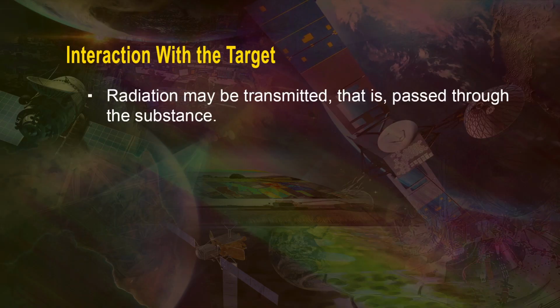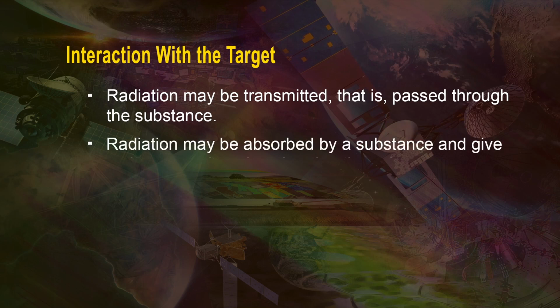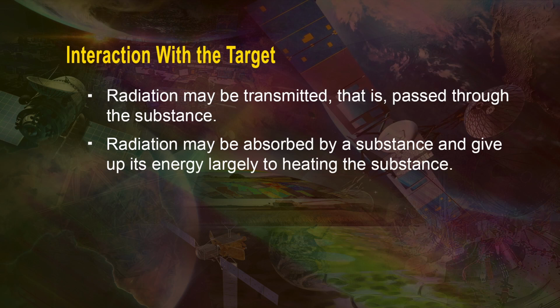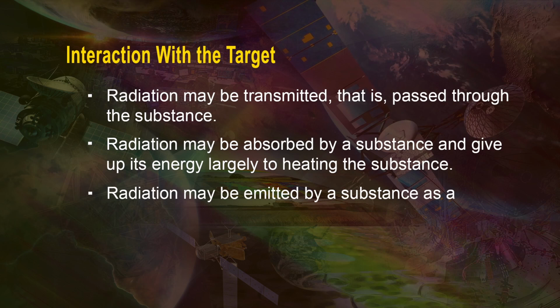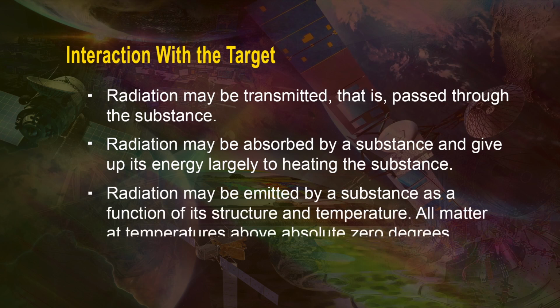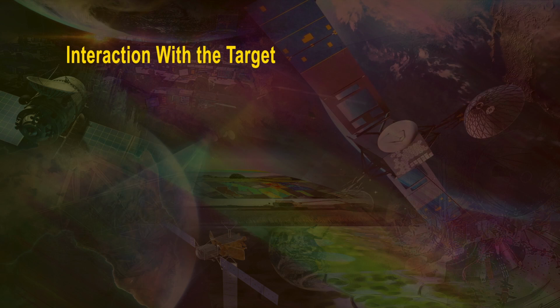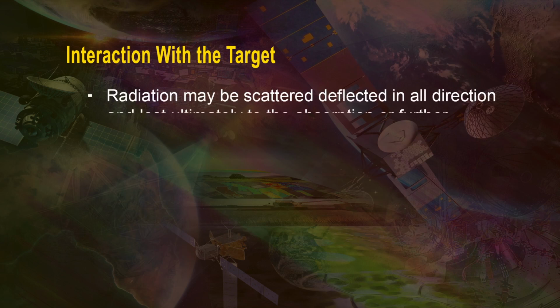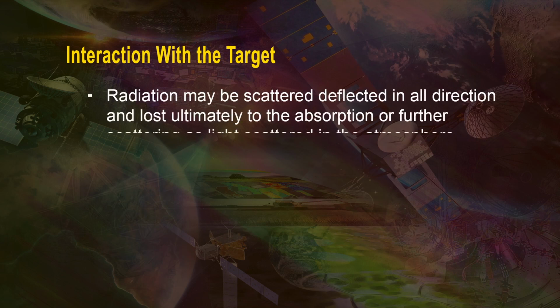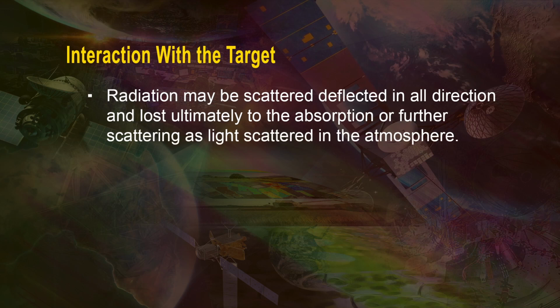Radiation may be transmitted, that is passed through the substance. Radiation may be absorbed by a substance and give up its energy largely to heating the substance. Radiation may be emitted by a substance as a function of its structure and temperature. All matter at temperatures above absolute 0 degrees Kelvin emits energy. Radiation may be scattered, deflected in all directions and lost ultimately to absorption or further scattering, as light scattered in the atmosphere. Radiation may be reflected.